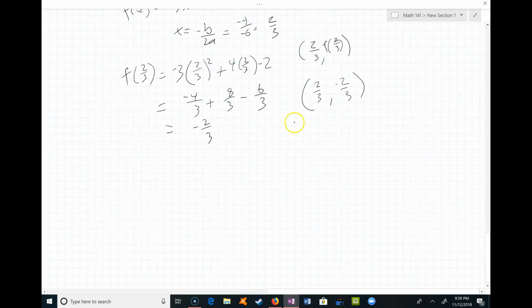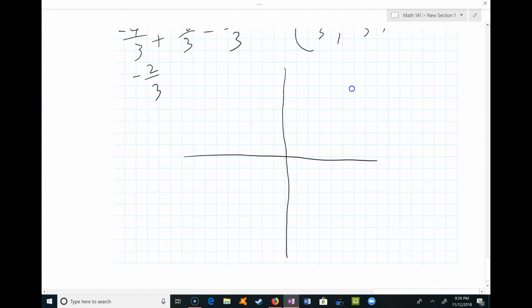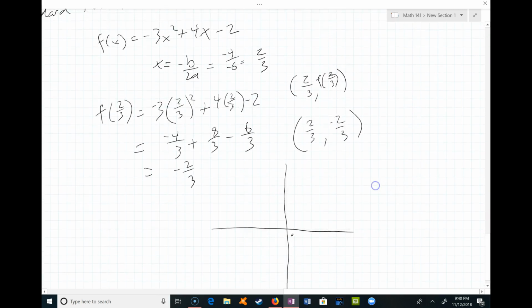So if we were to graph it, let's blow this up a little bit. What did I say it was? 2/3, negative 2/3. So over 2/3, down 2/3. So that'd be right about there somewhere. Then if we check 0, for example, if we plug in f of 0, that would give me negative 2, wouldn't it? So that would be right there.